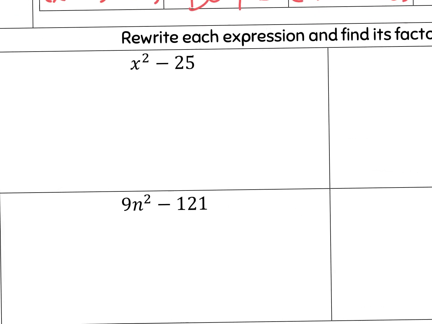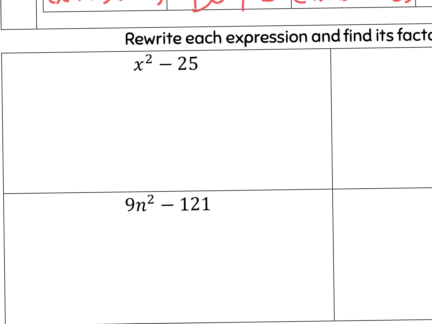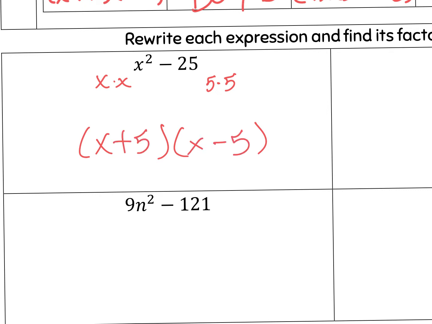So on this first one here, I have x squared minus 25. First of all, it is a difference. There are only two terms, and then we need to check to see if they're perfect squares. x squared is x times x, and 25 is 5 times 5. So that would be x plus 5 and x minus 5.